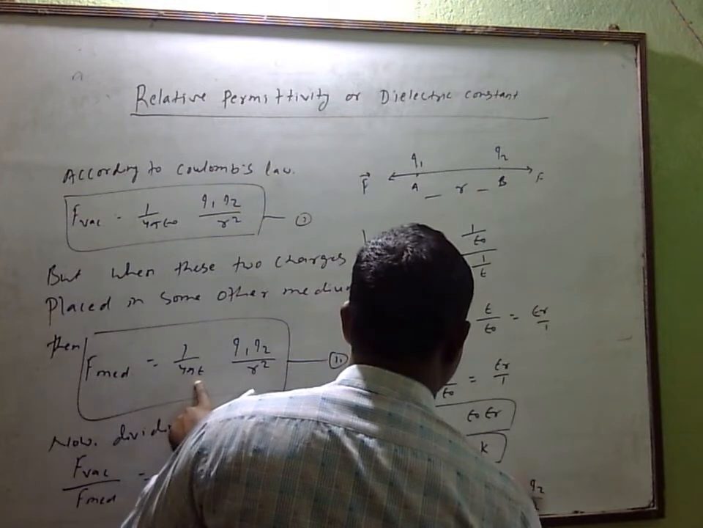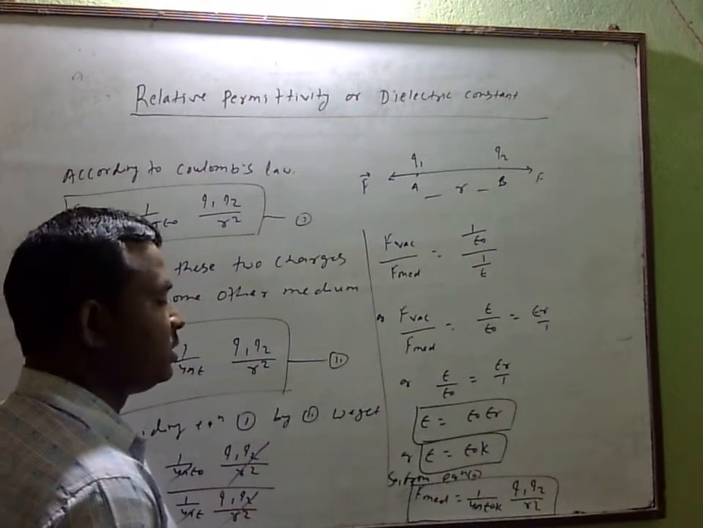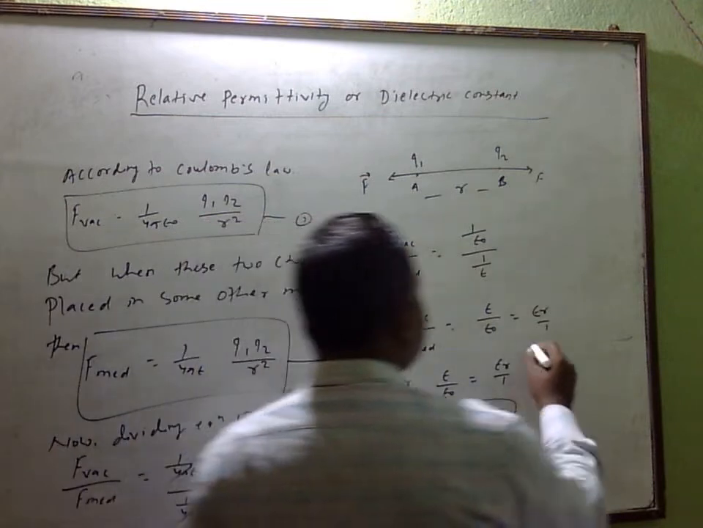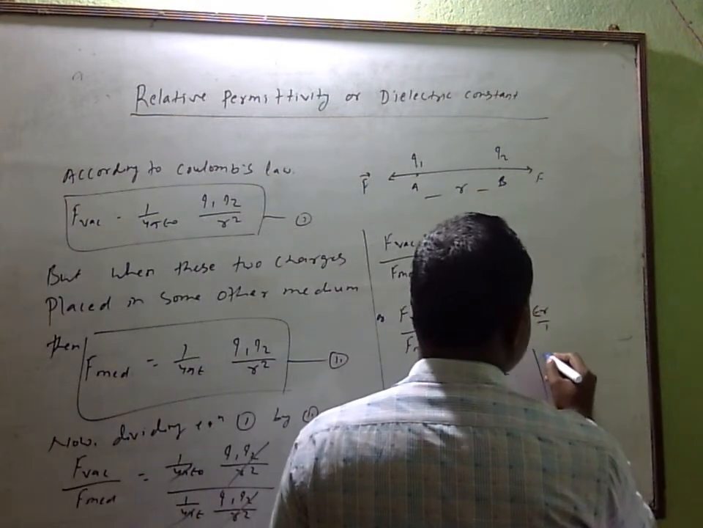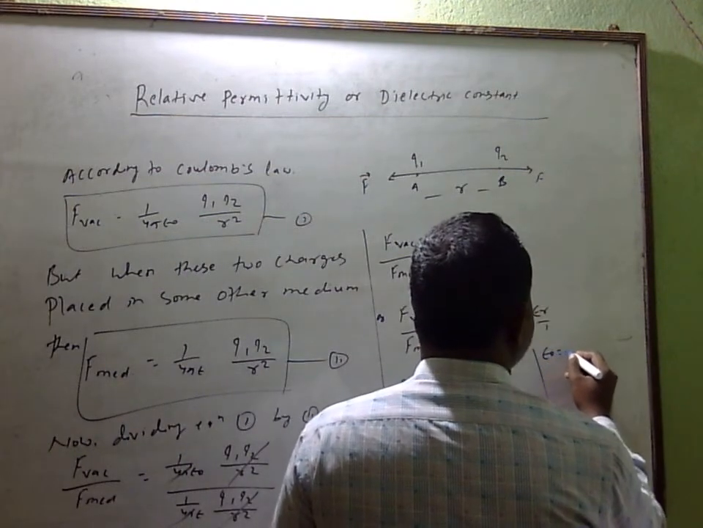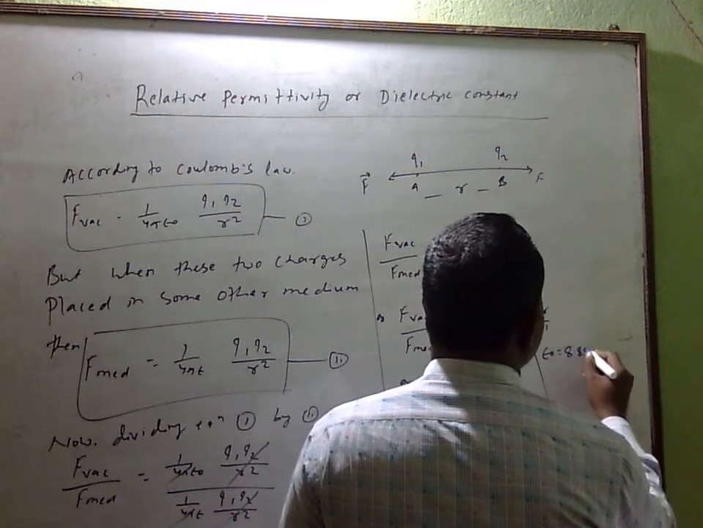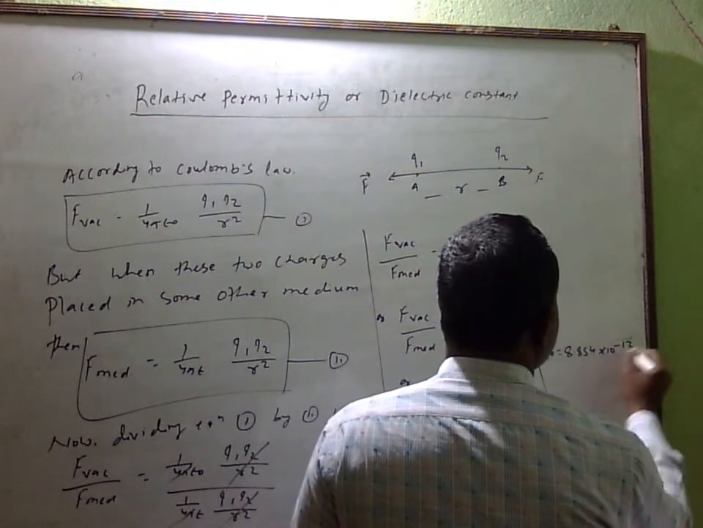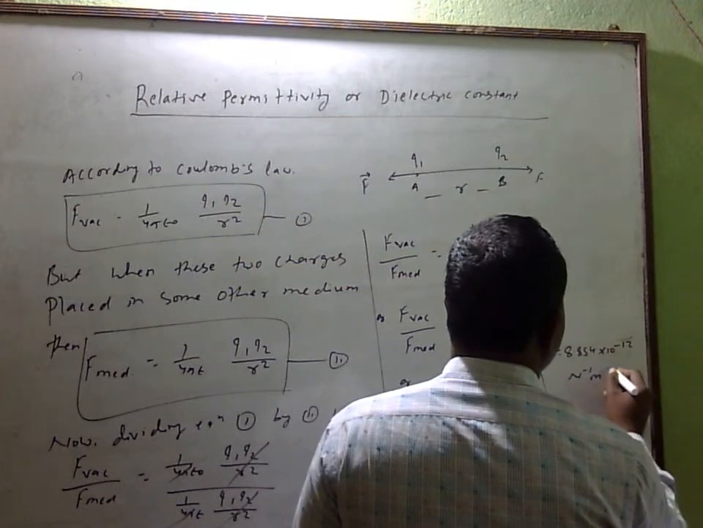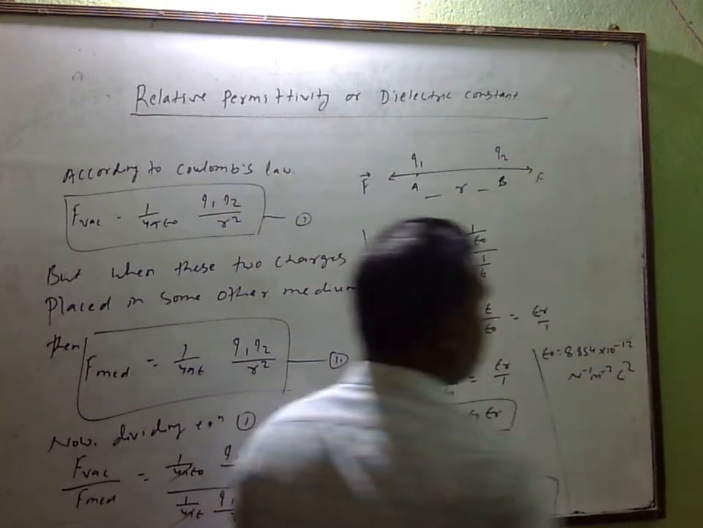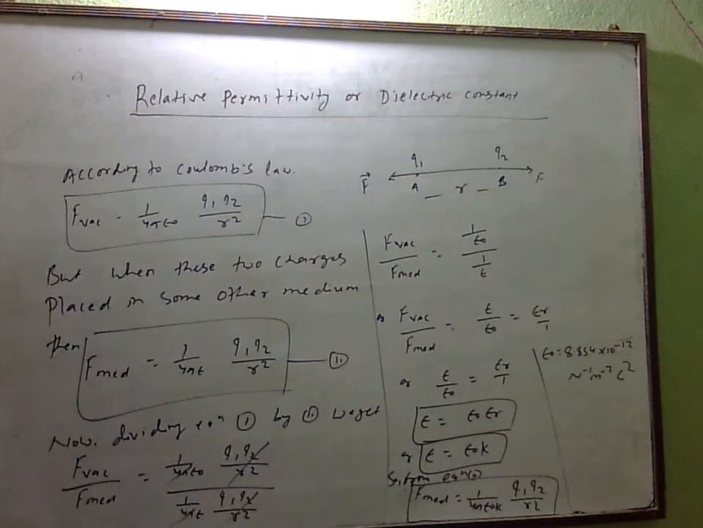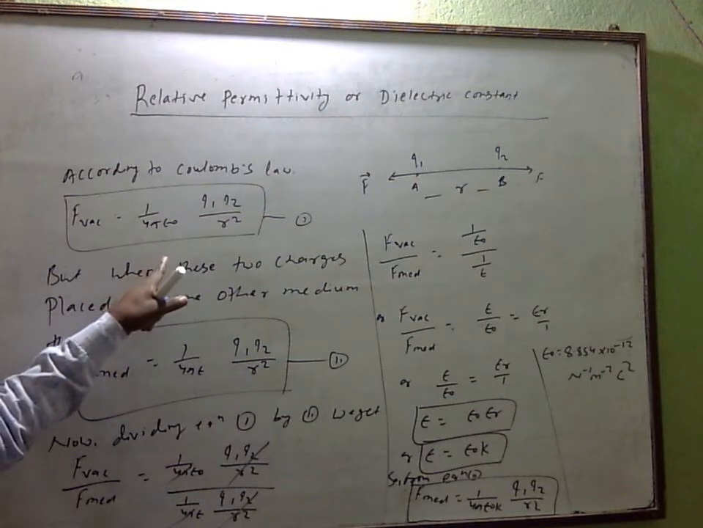So this is the formula whenever we place charges in some other medium. And what is the value of epsilon naught? In the last classes I told you epsilon naught equals 8.854 into 10 to the power minus 12, per Newton per meter square and Coulomb square. This is the value of epsilon naught that we can put. So student, this is the formula that we get with the help of Coulomb's law in electrostatics.